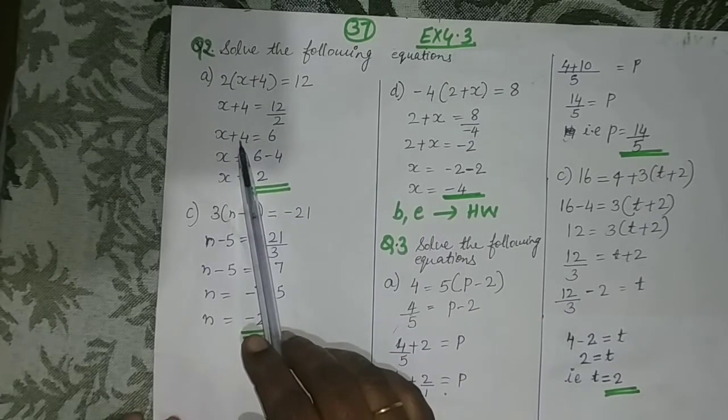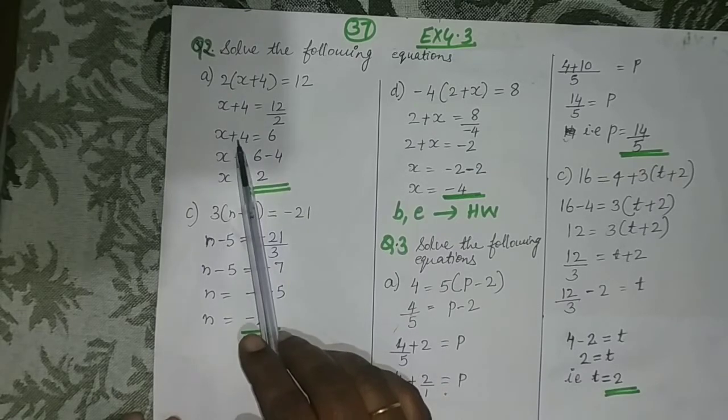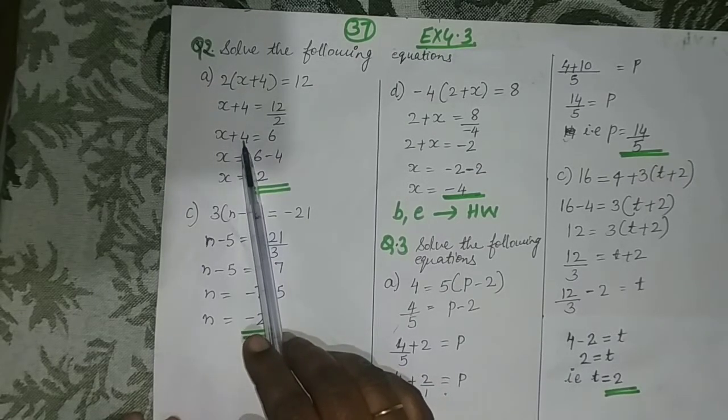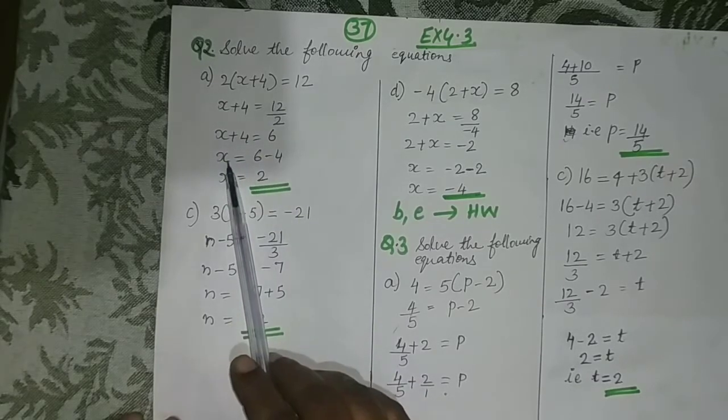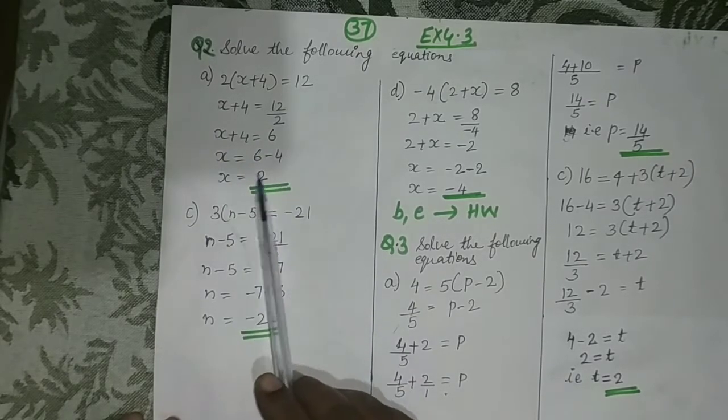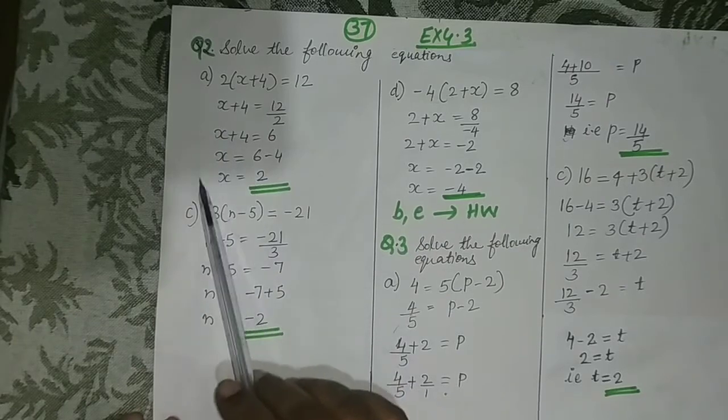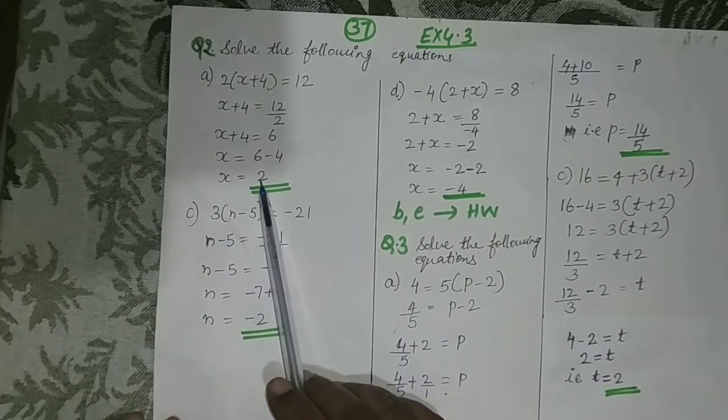Now we are shifting 4 from LHS to RHS. Here it is added. When we shift this 4 from LHS to RHS, it will subtract. So value of x is what? 6 minus 4, which is 2. Our aim is finding the value of variable. So x is what? 2.